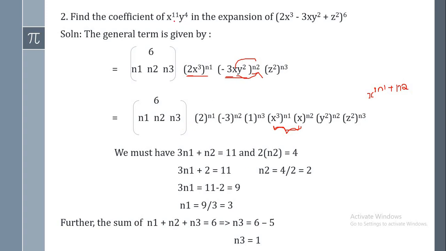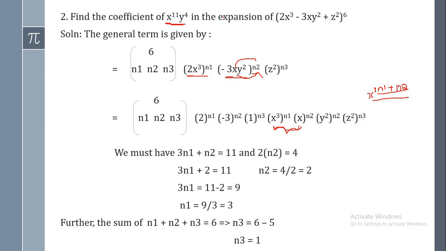So here you can see the given expression is x power 11 and y power 4. So here the x term is x power 3 n1 plus n2. Now this term should be equal to 11. That is, we can leave the base here. If we just consider the values of power, x is here also x, here also x. So let us consider the power 3 n1 plus n2 should be equal to 11 from the problem.